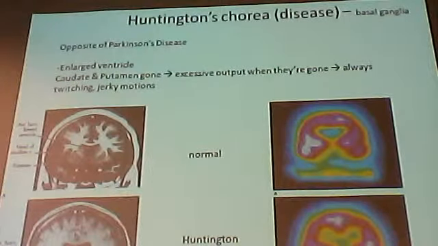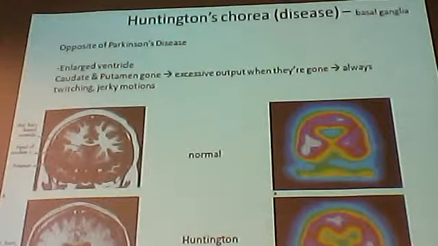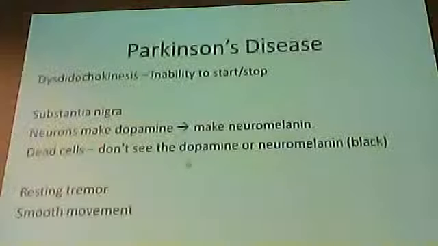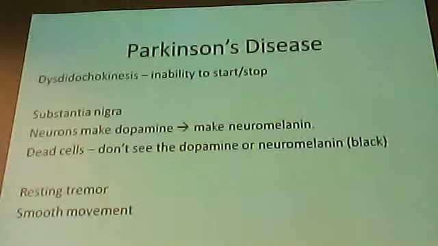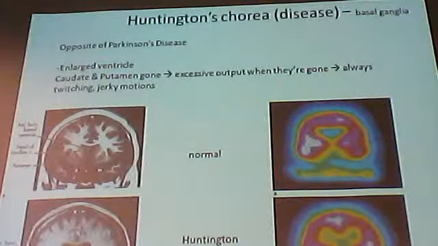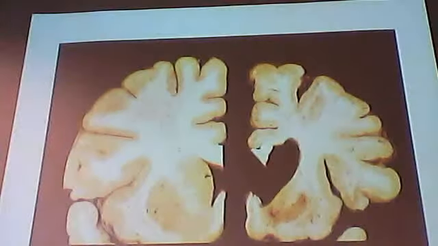Okay, yeah. So Huntington's chorea, you'll learn, is kind of the opposite of Parkinson's, because you have excessive output and it's always twitching, always jerking movements, versus Parkinson's, which is inability to start and stop. This is like you're constantly doing something. And then Huntington's is autosomal dominant, so if you have one copy, you will get the disease.